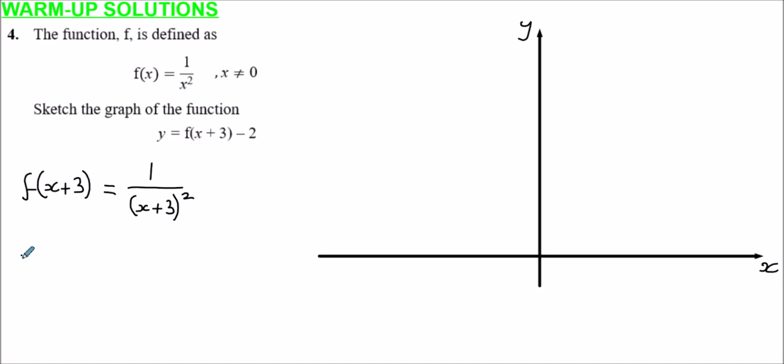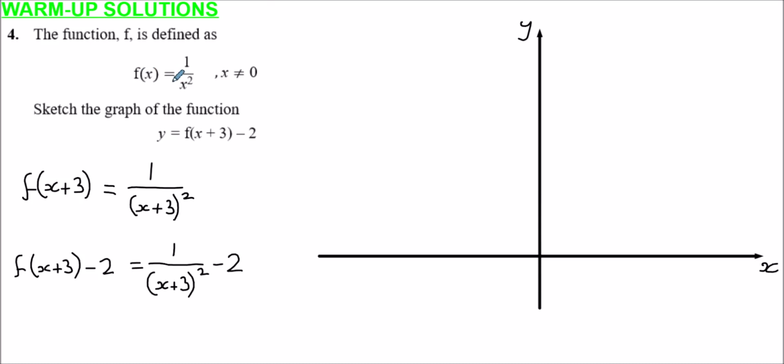So we've done f of x plus 3. Now imagine f of x plus 3, all of that minus 2. So what we're going to have here is the whole of f of x plus 3, which is 1 over x plus 3 all squared, but that whole thing now minus 2. So what I'm going to do here, I'm just going to take this y-axis and extend it slightly.